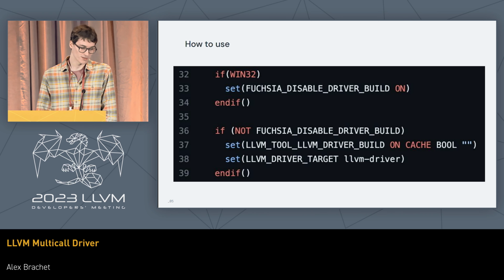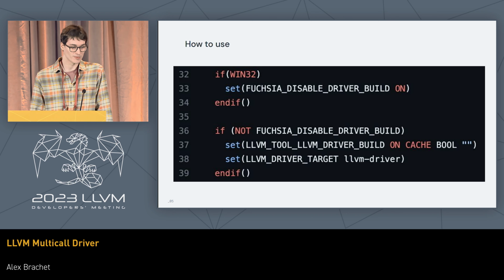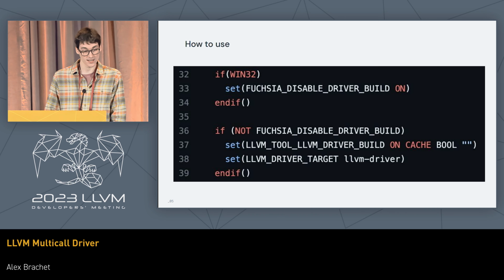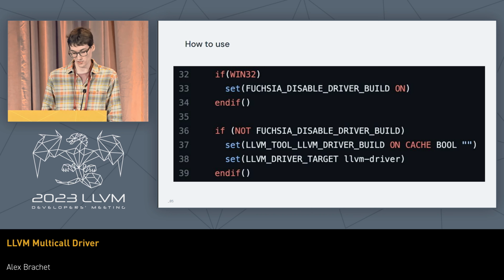Also, some people on our team were using this cache file for local development. If you're doing iterative development, you don't want to build the entire toolchain, you don't want to relink the entire toolchain every time. So we also disable it when building locally.